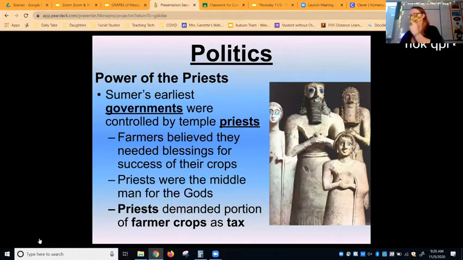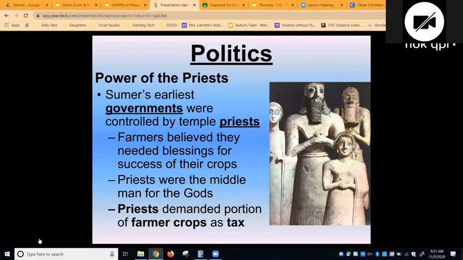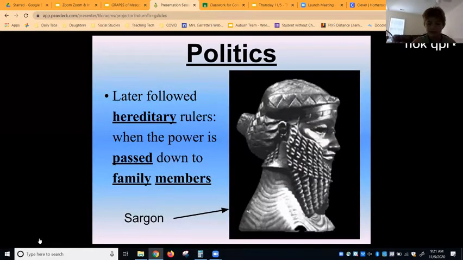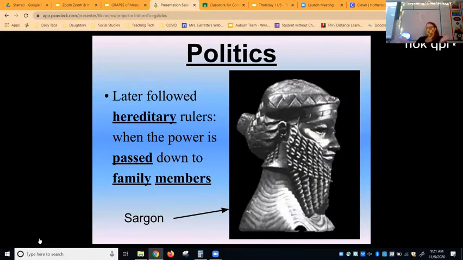Mm-hmm. Which came from Mesopotamia. Yes, it is. An eye for an eye. Like whatever you do to somebody is what the punishment is, what happens to you. It comes from Hammurabi's code, which we'll talk about in a little bit.